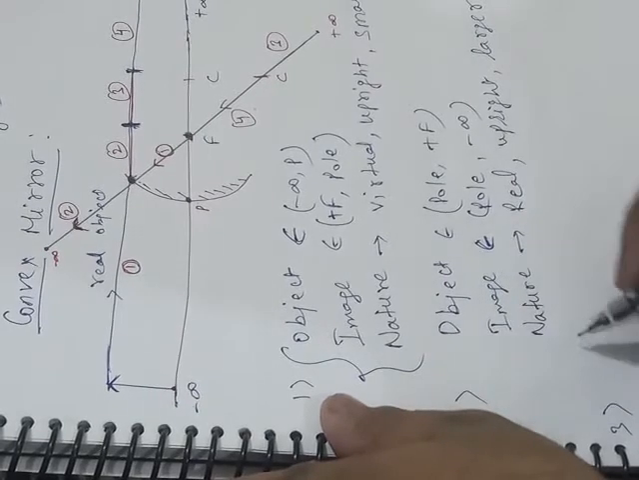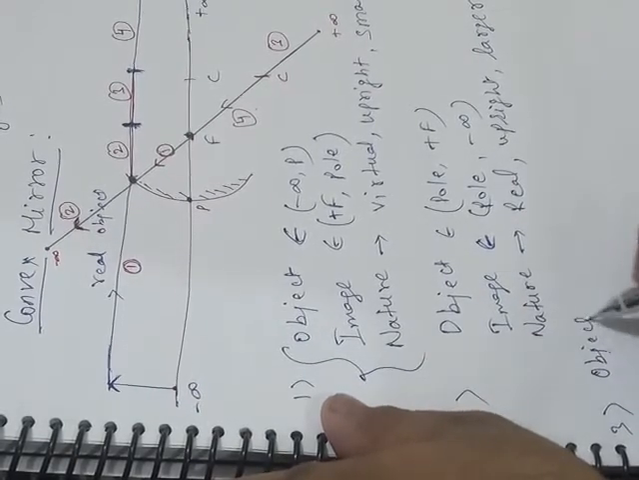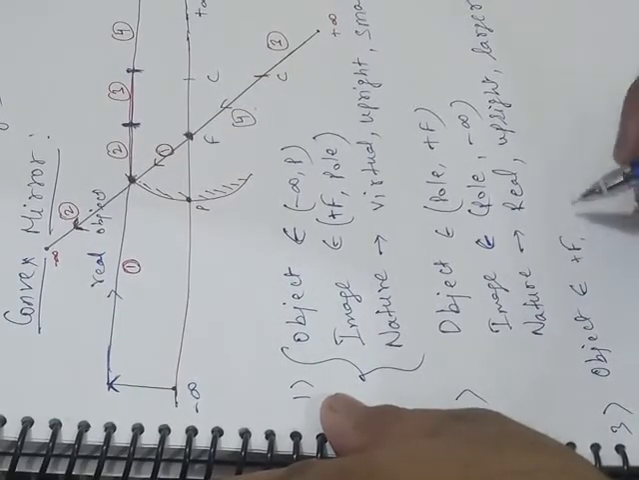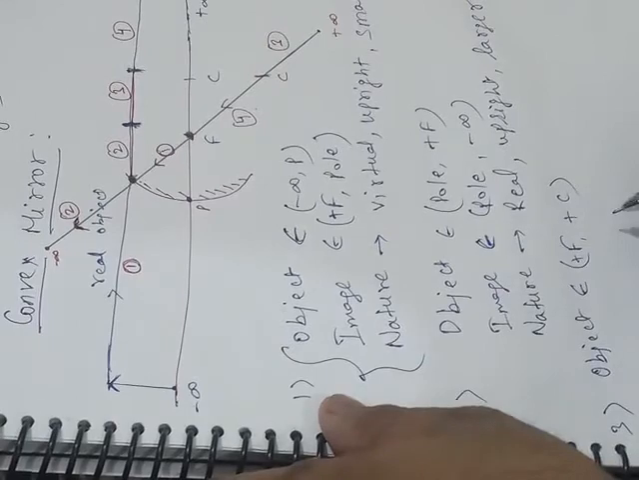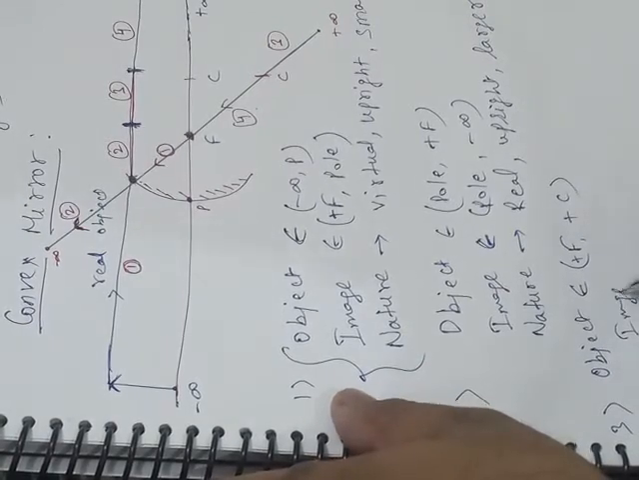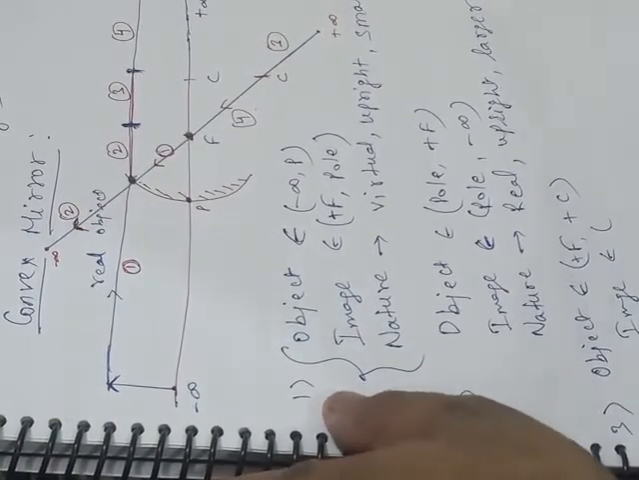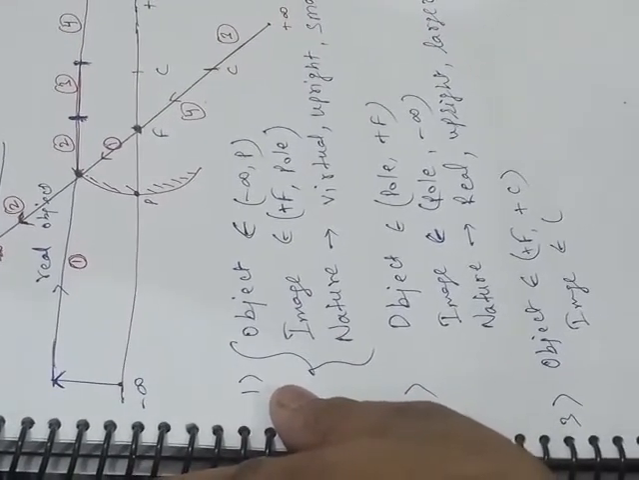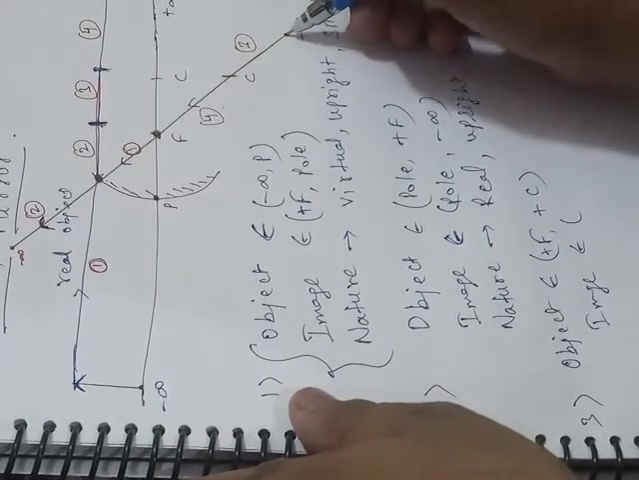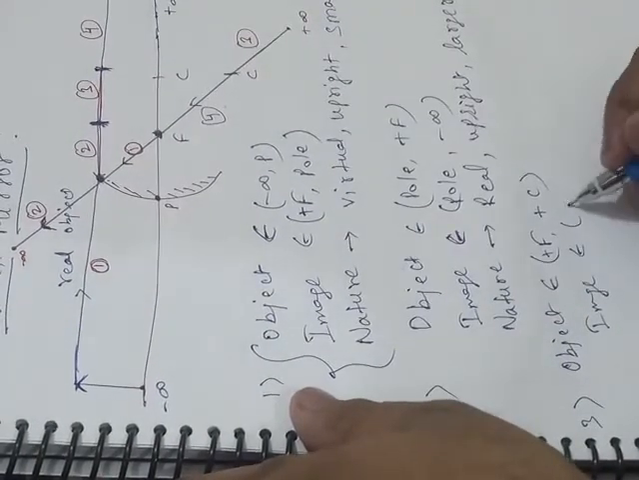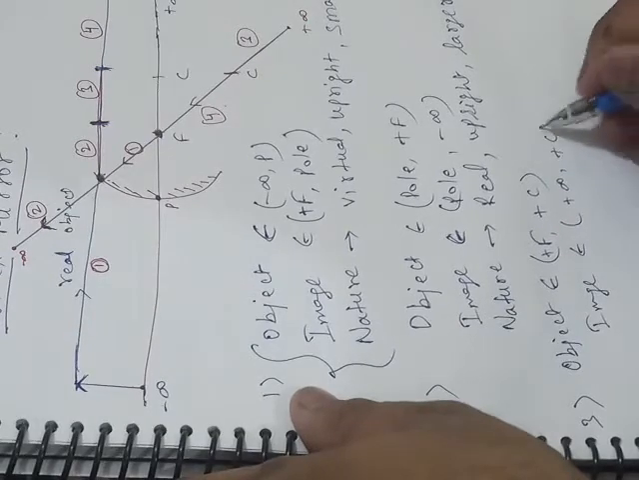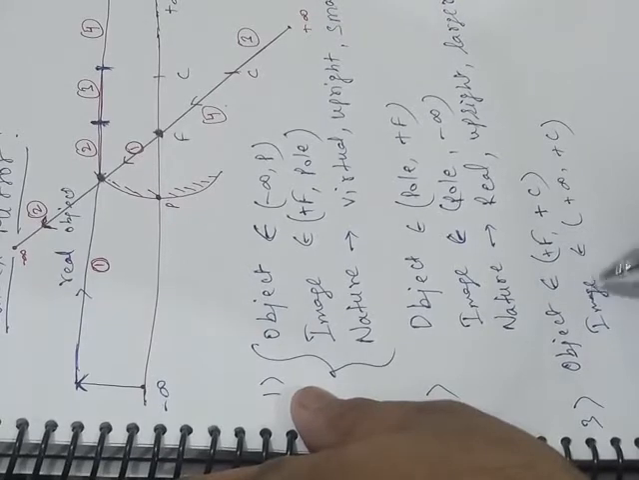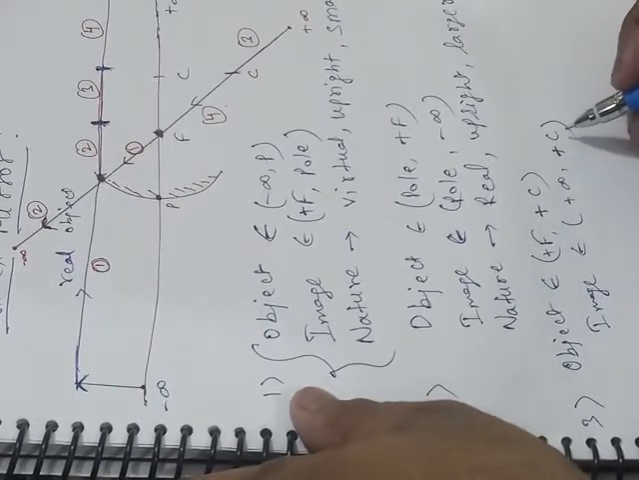Third part, object is part of focus to 2f, 2f being the center of curvature, so focus to center of curvature. In that case, image will be part of, can you tell by yourself? Region 3 of the image. Where is region 3? It is plus infinity to plus c. So in all cases, when the object is at the center of curvature, the image also you are going to get at the center of curvature and same size.